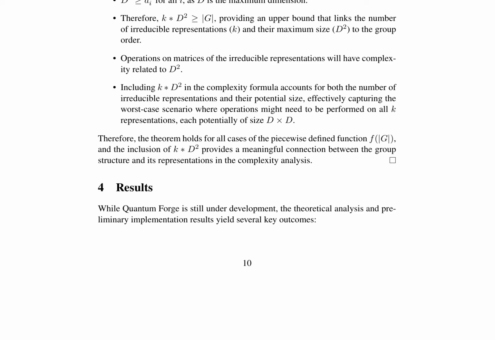For a general non-abelian group G, the complexity is also O(kmg + g^2 + k^2g + k^3 + kd^2). The inclusion of kd^2 in all cases provides an upper bound, linking the number of irreducible representations and their maximum size to the group order, capturing the worst-case scenario. Theoretical analysis and preliminary implementation of Quantum Forge yield insights into performance based on the group type and the relationship between irreducible representations and the group order.